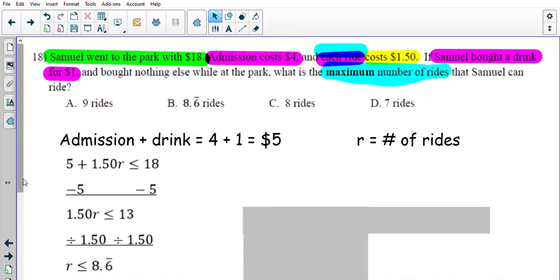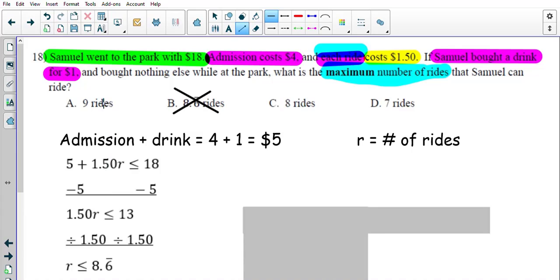But it's really tempting to say, oh, I got R is less than or equal to 8.6 repeating rides, but you can't ride 2/3 or 0.6 repeating of a ride. So this doesn't make sense for this situation. Sometimes decimals do, but this doesn't make sense. That doesn't mean our solution is wrong, which sometimes students think, well, it has to be wrong then. What we want to think is what whole number of rides fits this inequality.